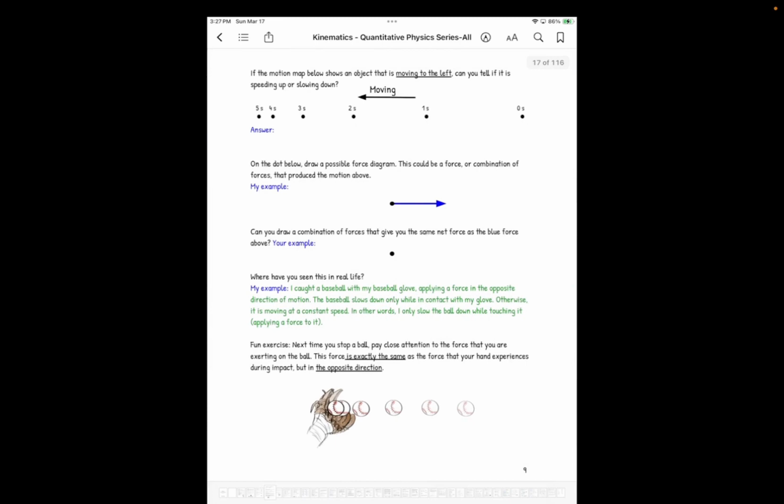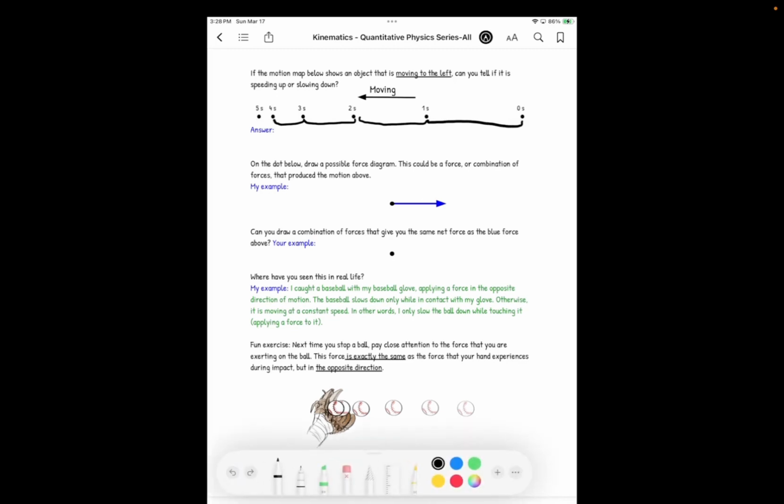Let's continue. Okay, so pay attention to this one. This is an object that is moving to the left. What do you think it is doing? Let's just see. So this object is actually moving to the left. Do you think it's slowing down or speeding up? Slowing down. How do you know? Because the distance length per second is getting smaller. Smaller and smaller, right? So what's the direction of force on this object?